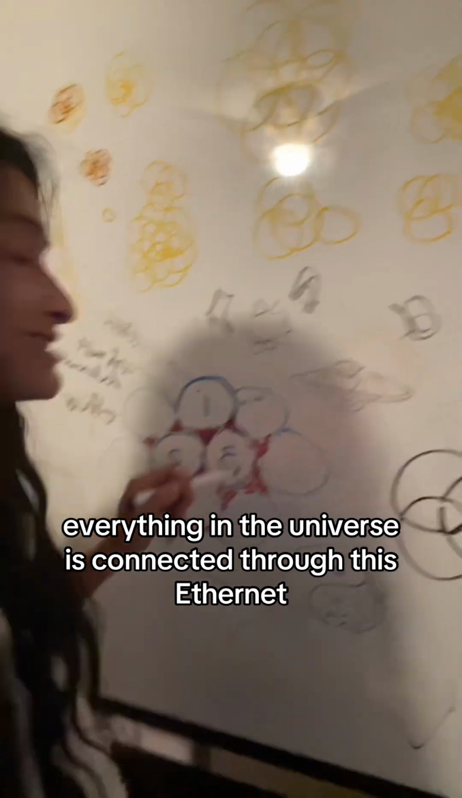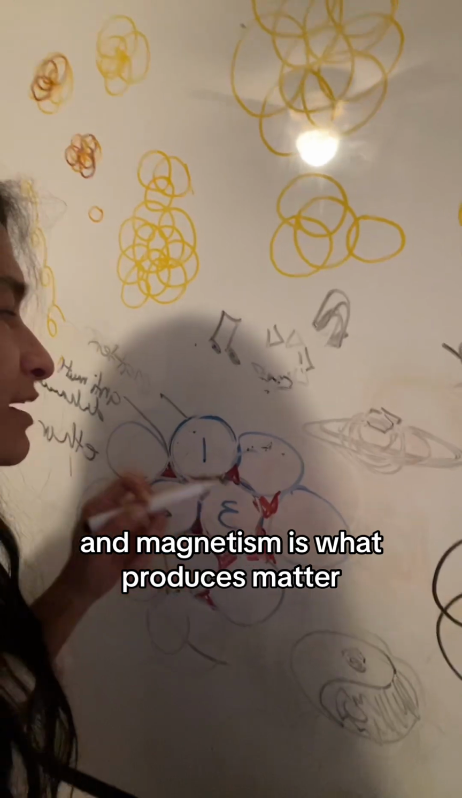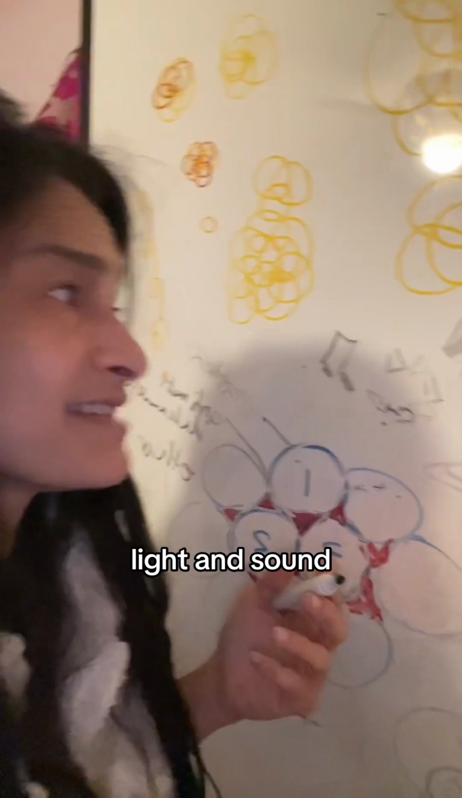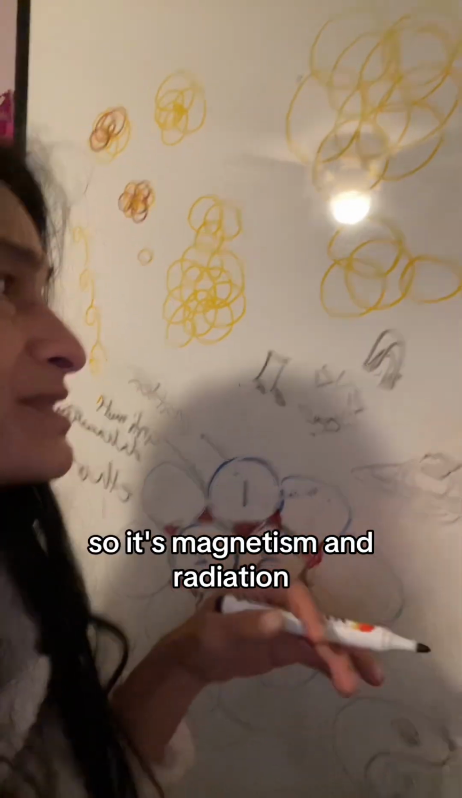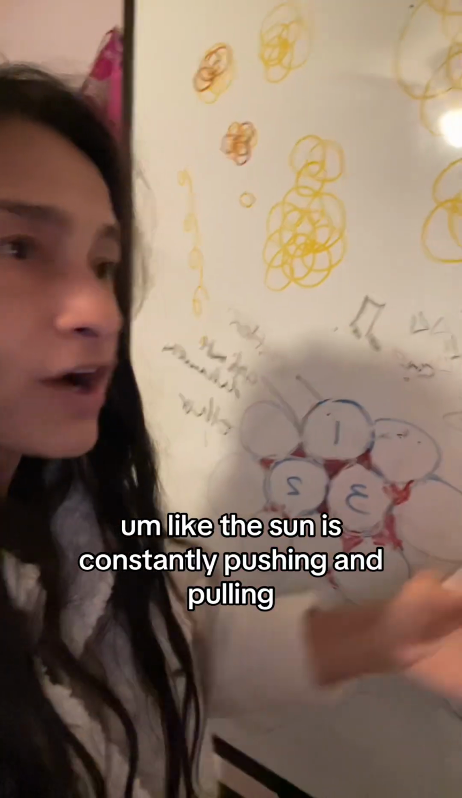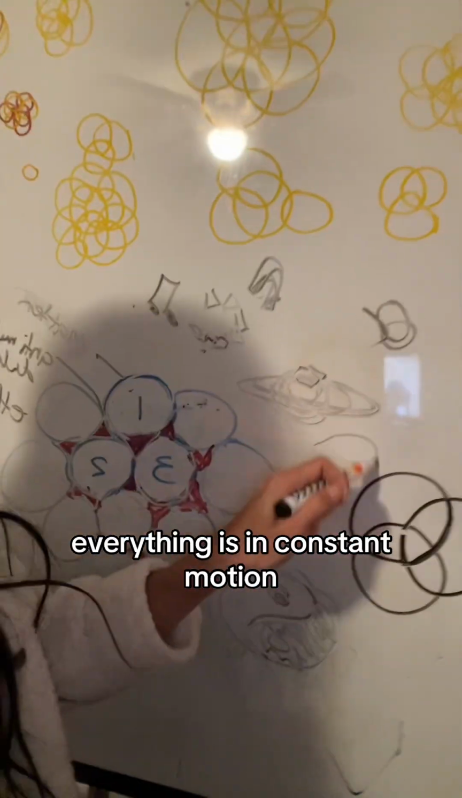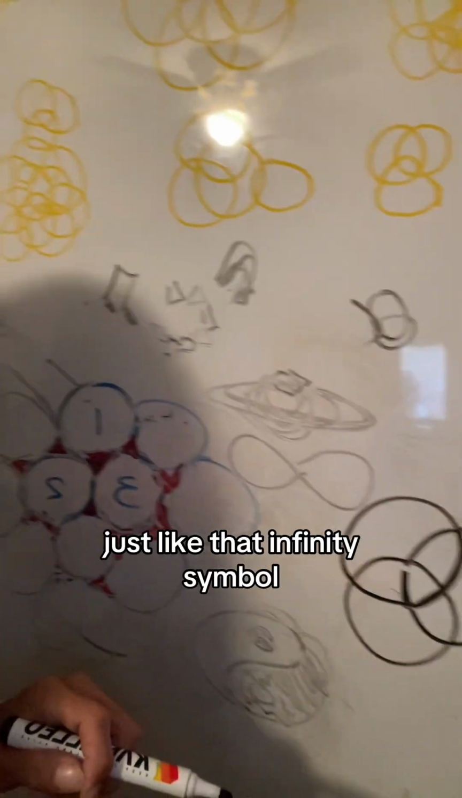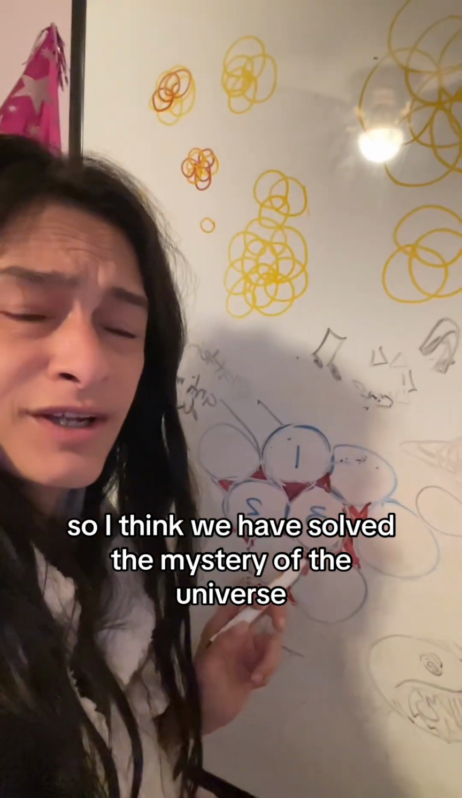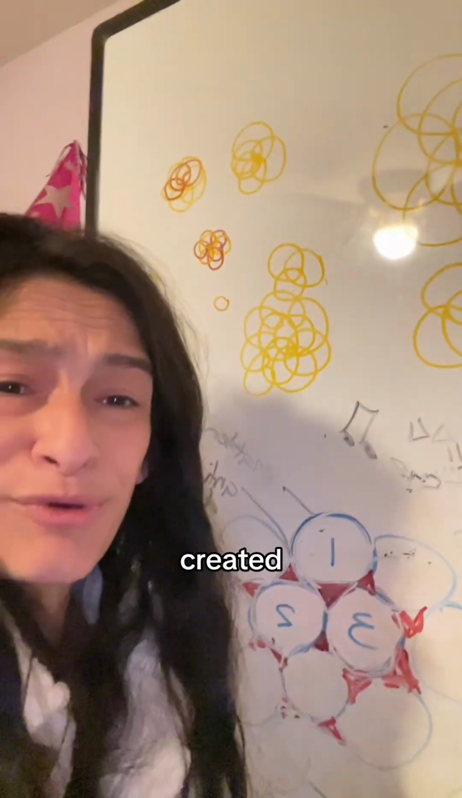Everything in the universe is connected through this Ethernet, which is dark matter, and then the light and sound made visible through frequencies and magnetism is what produces matter. That's what we see, light and sound. So magnetism, by the way, it's a push and pull. So it's magnetism and radiation. Magnetism is a pull and radiation is like the sun radiating out. It is a constant push and pull, like your breath. Like the sun is constantly pushing and pulling. Everything has this wave. There is nothing that is still. Everything is in constant motion, just like that infinity symbol. So I think we have solved the mystery of the universe, dark matter, the Ethernet, how everything is created. And it's only 5:15 a.m.